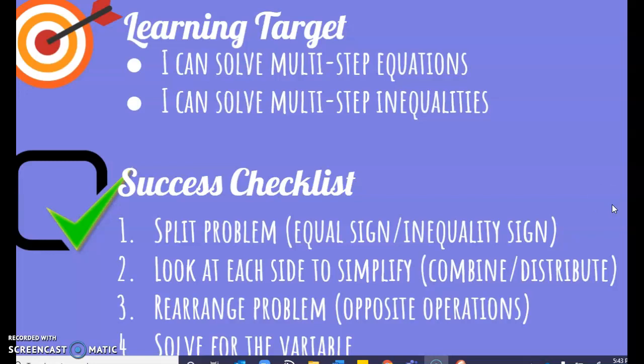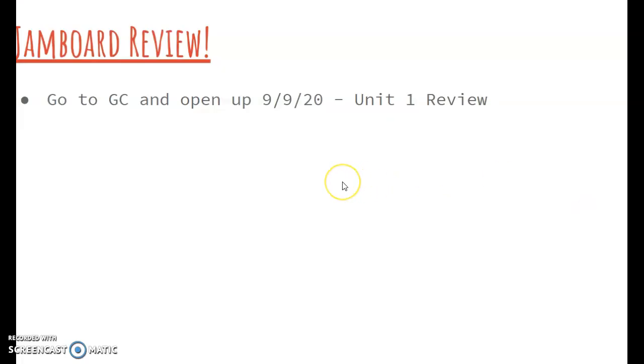We look to each side to see if we can simplify. Remember, we simplify by either combining like terms or distributing. We rearrange our problem using opposite operations, and then we solve for the variable, whether it's an equal sign or an inequality sign. Then we went straight into review for Unit 1. We worked on a Jamboard. I'll open it here in just a minute and we'll talk through some of the examples.